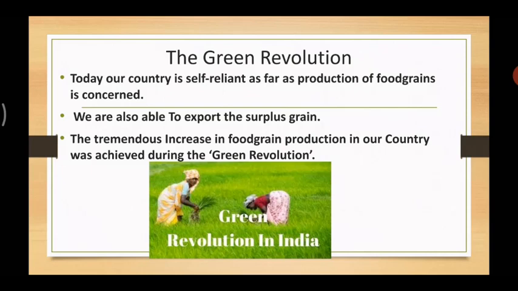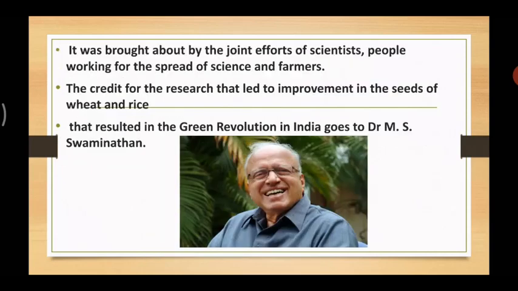The tremendous increase in food grain production in our country was achieved during the period of the Green Revolution. That's why it's called the Green Revolution, because we have enough food grains for us, right? Let's move forward. Now see the picture of Dr. M.S. Swaminathan. The Green Revolution was brought about by the joint efforts of scientists, people working for the spread of science, and farmers.